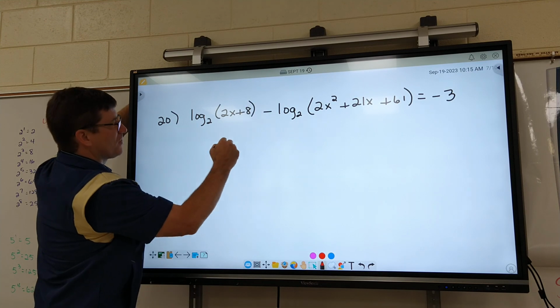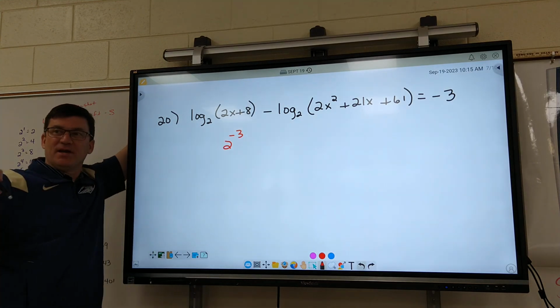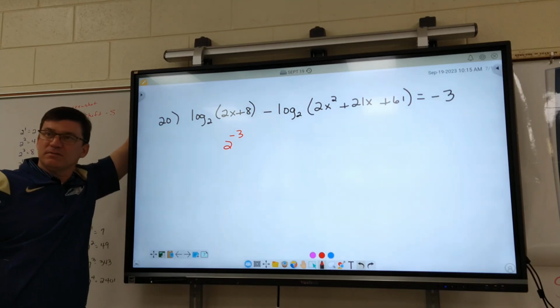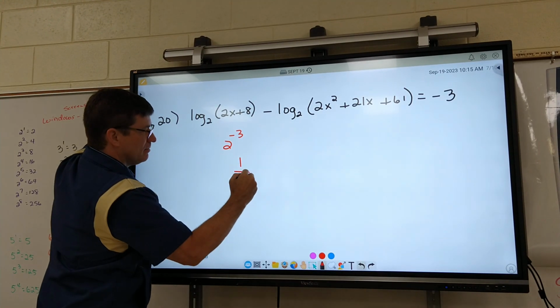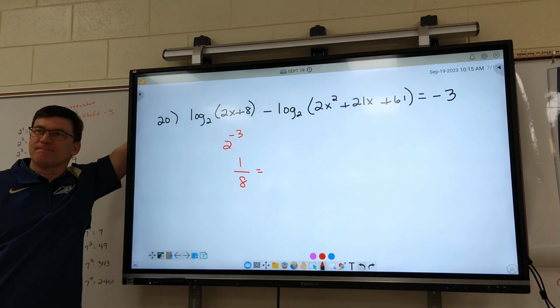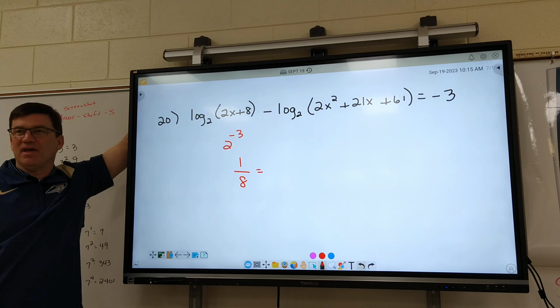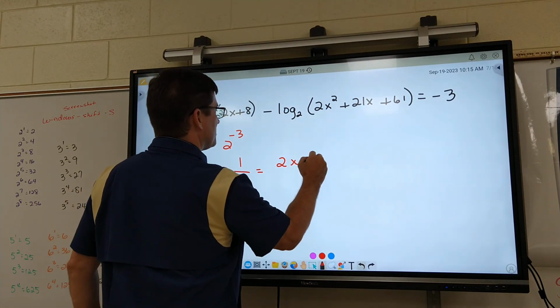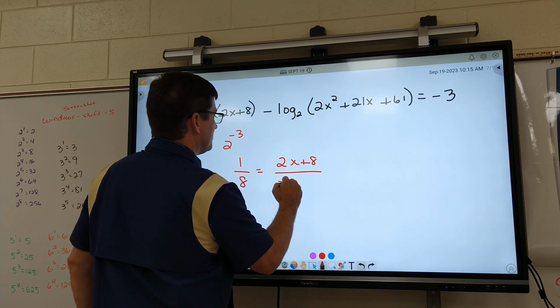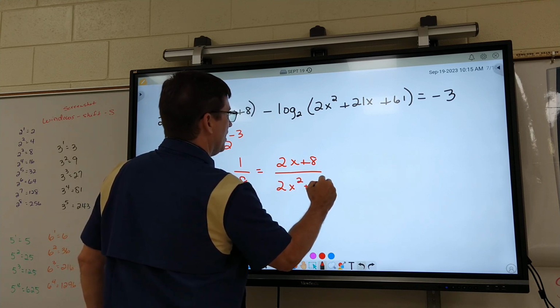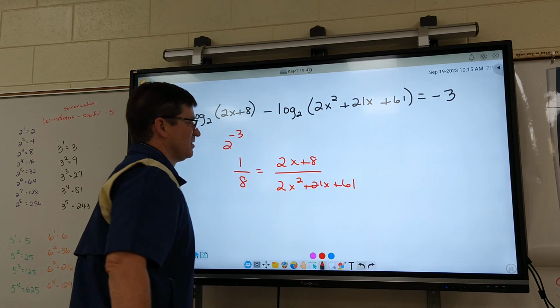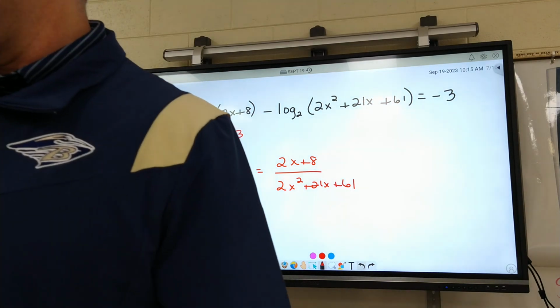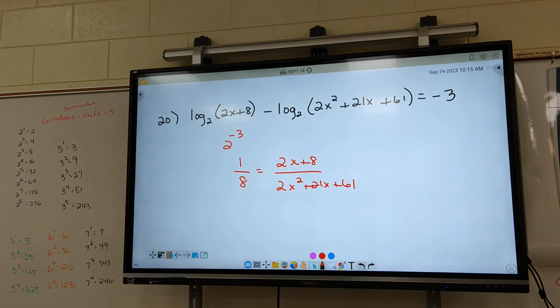2 to the negative third power. If you type that in your calculator, it's not 8 over 1. It's 1 over 8. Everybody good with that? You just left off your negative one. These two you got to divide. So it's 2x plus 8 divided by 2x squared plus 21x. All right, this one looks a little bit longer. So y'all go ahead and cross multiply and then do your quadratic formula.